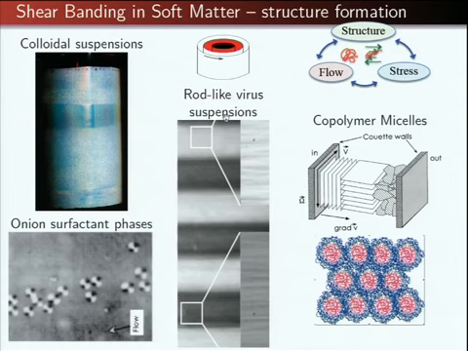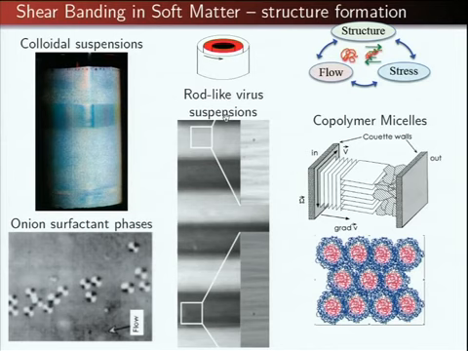freedom. And the example in the middle is a rod-like virus suspension. I think this is the FD virus from the Jülich group. And we're looking again edge-on in a Couette device. And in fact, these dark and light bands look like they have different birefringence, and in fact they do.